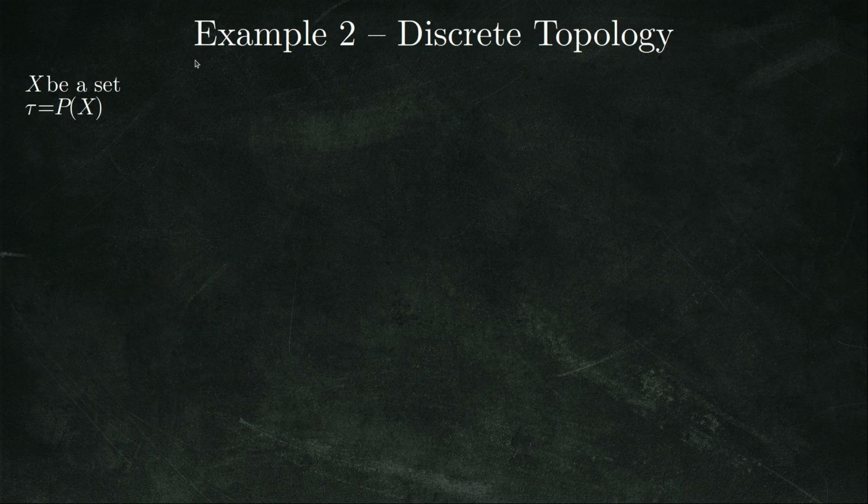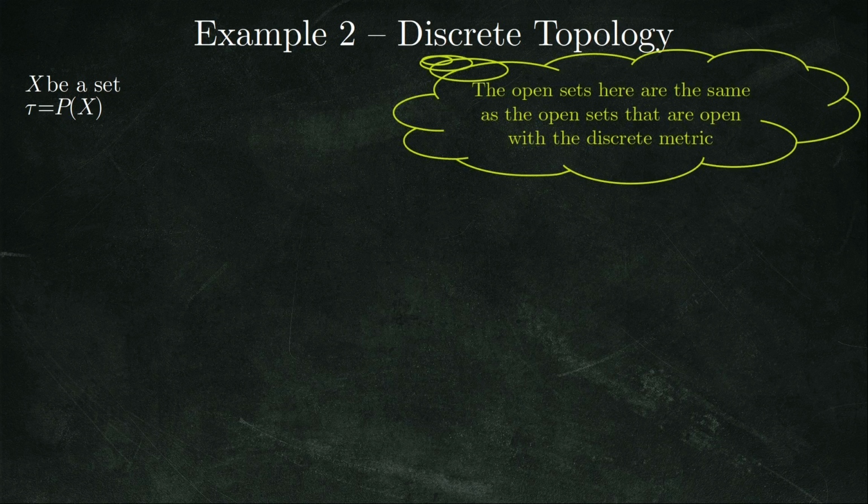Our second example is the discrete topology. Here let X be any set, and then tau is the power set of X. So that is, the open sets are just any and all subsets. And this is the same topology we would get from the discrete metric. With the discrete metric, any and all sets were open.